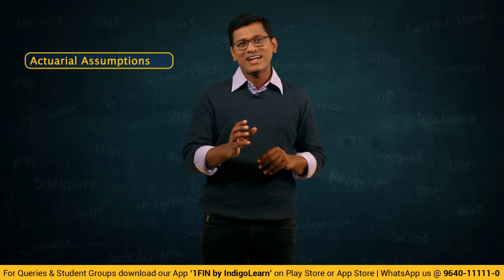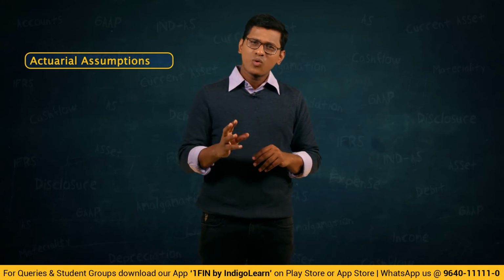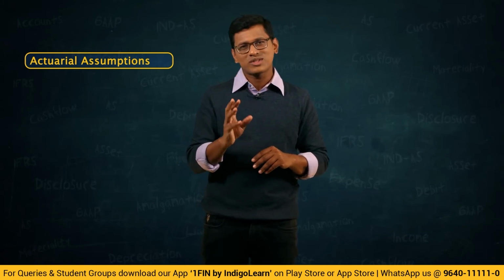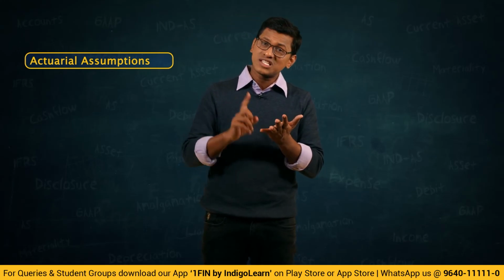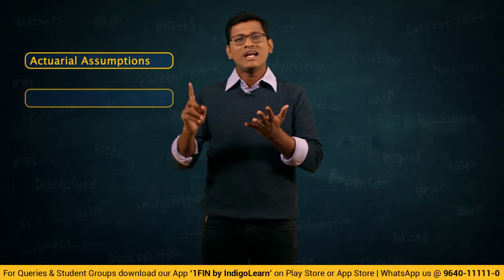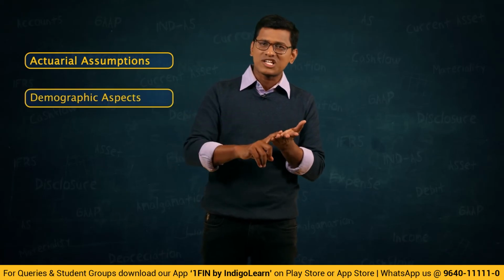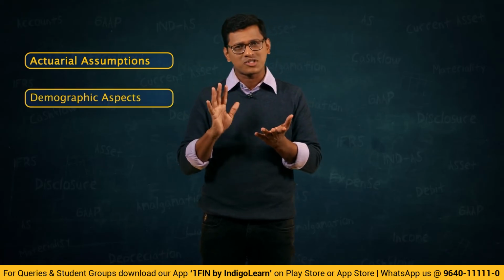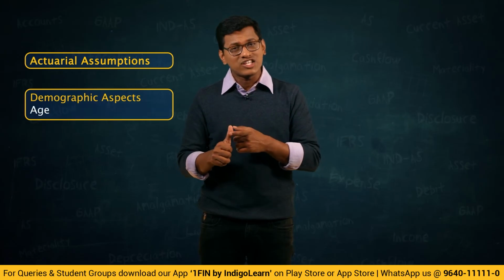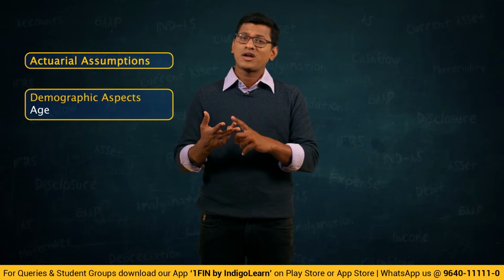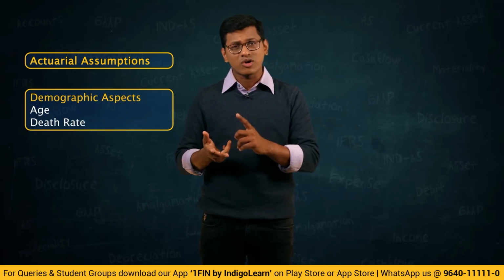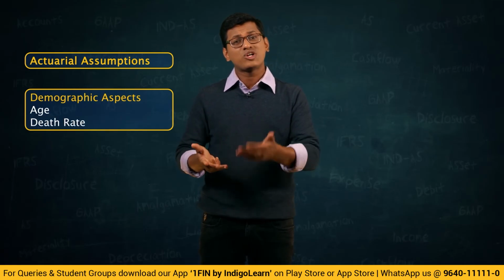Friends, let's now look at actuarial assumptions. What kind of actuarial assumptions go into the calculation? Friends, all the employee related estimates with respect to demography and financial aspects go into the estimations. For example, average age of employees, average life expectancy of employees, or mortality rate, death rate of employees, the expected period for which they are going to work with the company.